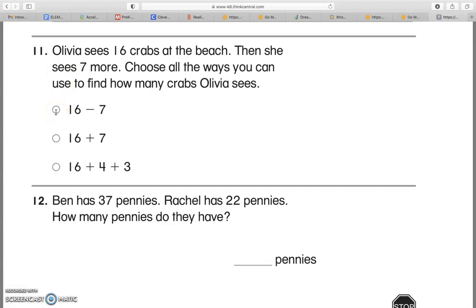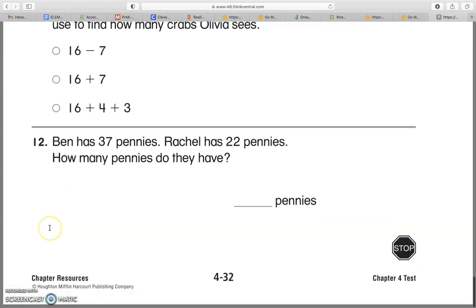If you think that 16 minus 7 would show you how many she found, fill that bubble in. If you think that 16 plus 7 would get you the answer of how many crabs Olivia saw, fill that bubble in. If you think that 16 plus 4 plus 3 would give you the correct answer for how many crabs Olivia sees, fill in this bubble.